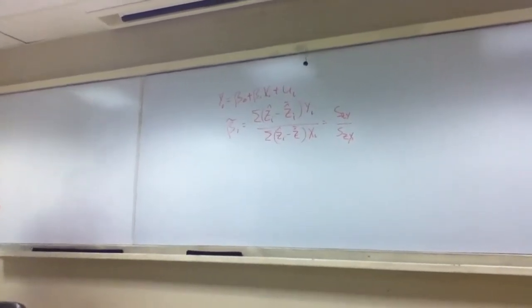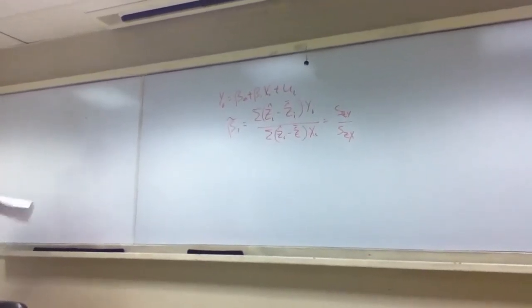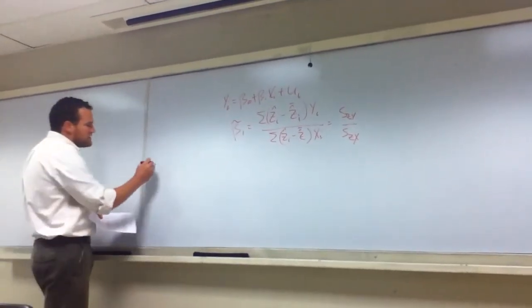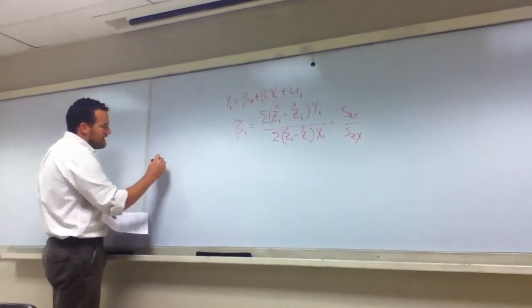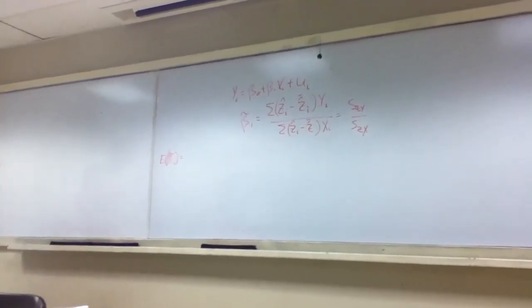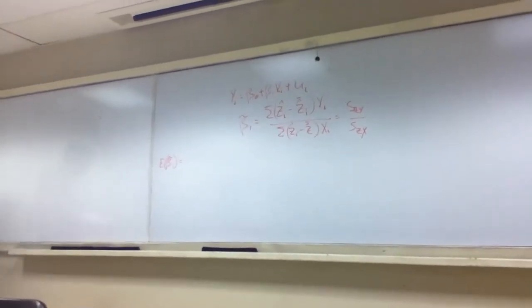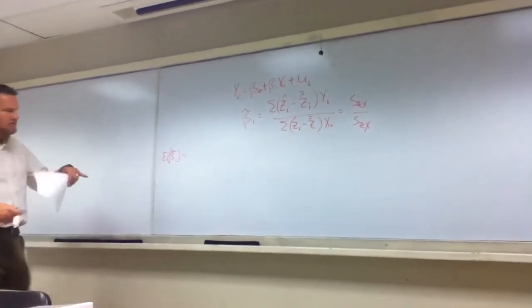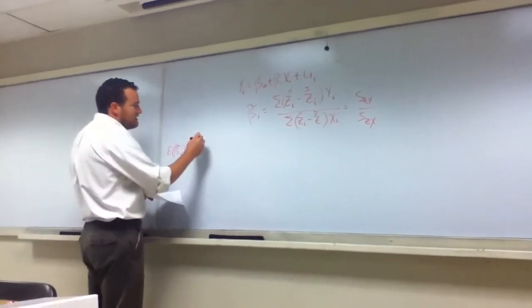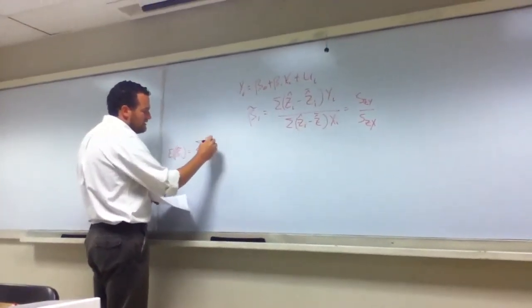Question 1 says show that it's unbiased, right? So we're going to go through the same steps that we go through every time we're asked. What we're trying to show is that the expected value of this estimator of the population parameter is equal to the population parameter. Okay, so we show this is equal to beta 1. And so again, we start by substituting in for yi.